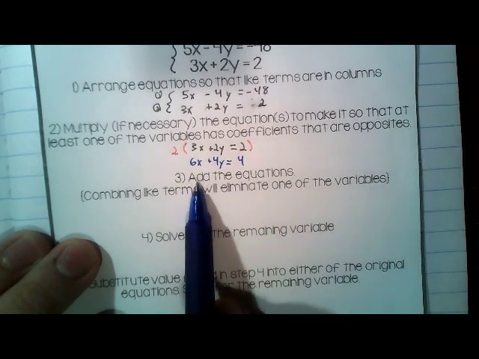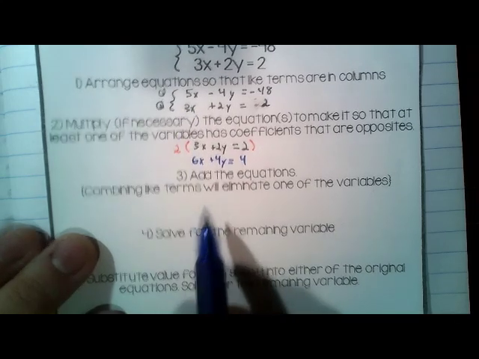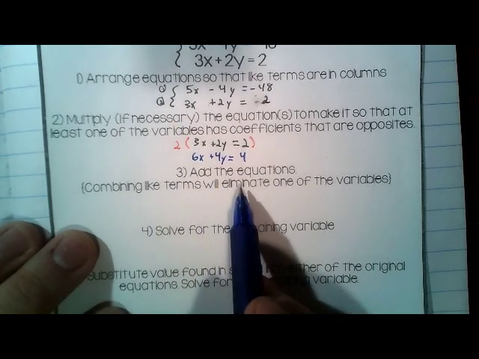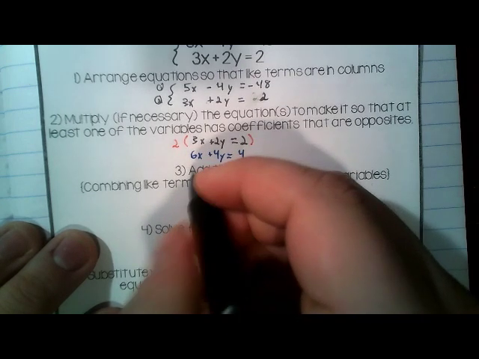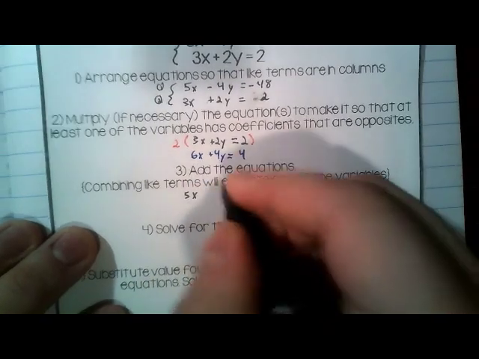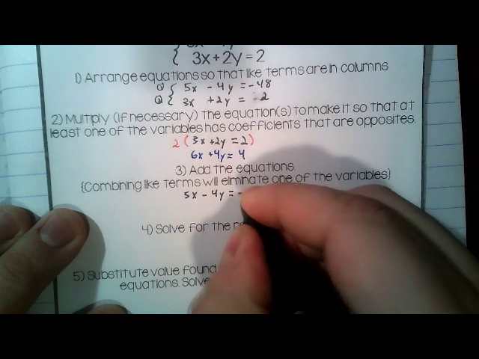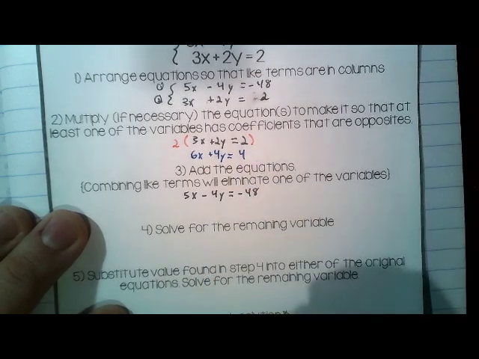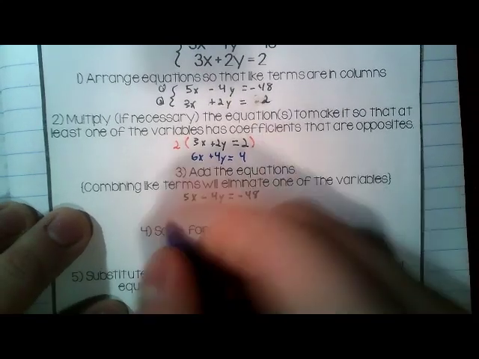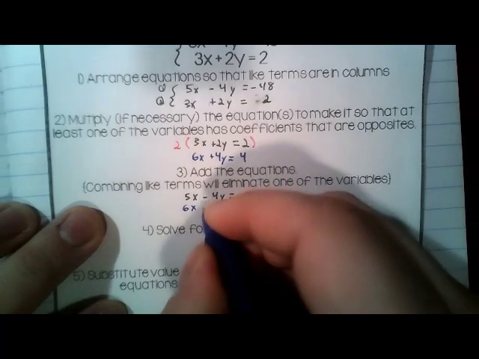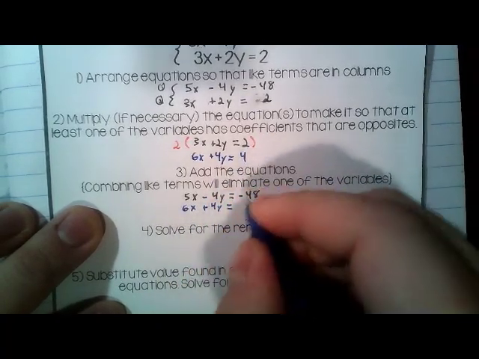So now that I have my new equation 2, I'm going to use this equation now instead of this one. I'm going to add the equations together. So this is going to look like this right here. So I'm going to write my new system. I have 5x minus 4y equals negative 48. My new equation is 6x plus 4y equals 4.